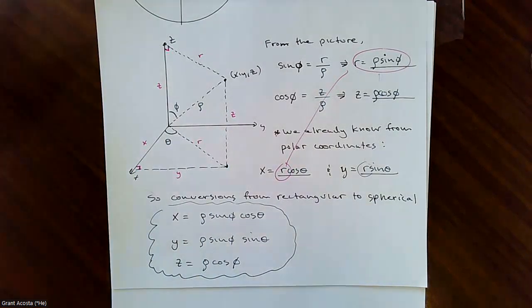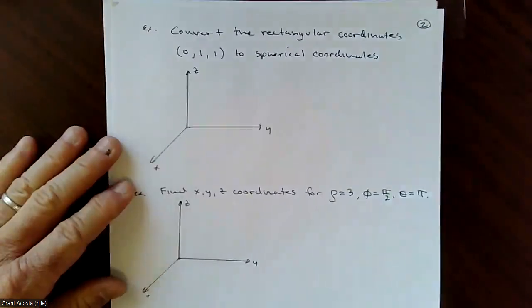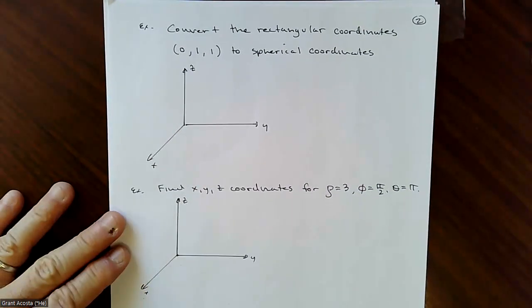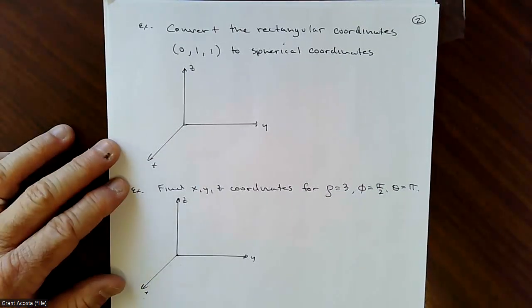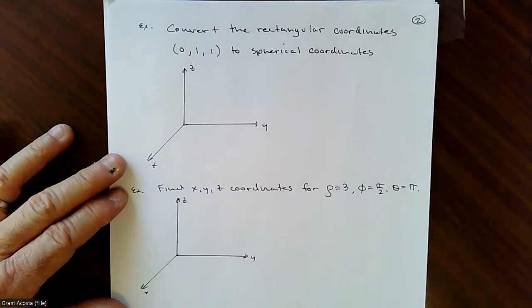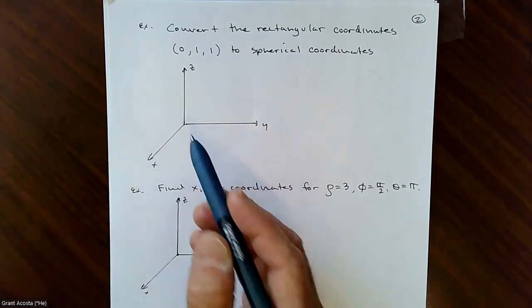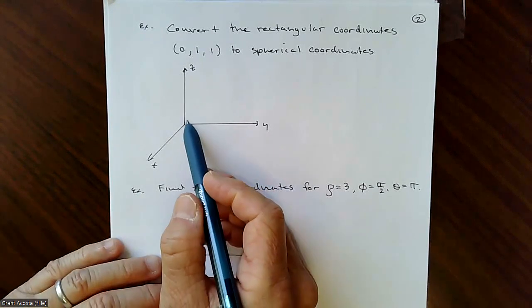So as an example, more examples. Let's convert the rectangular coordinates 0, 1, 1 to spherical coordinates. And we have some conversions, but let's see if we can do this.